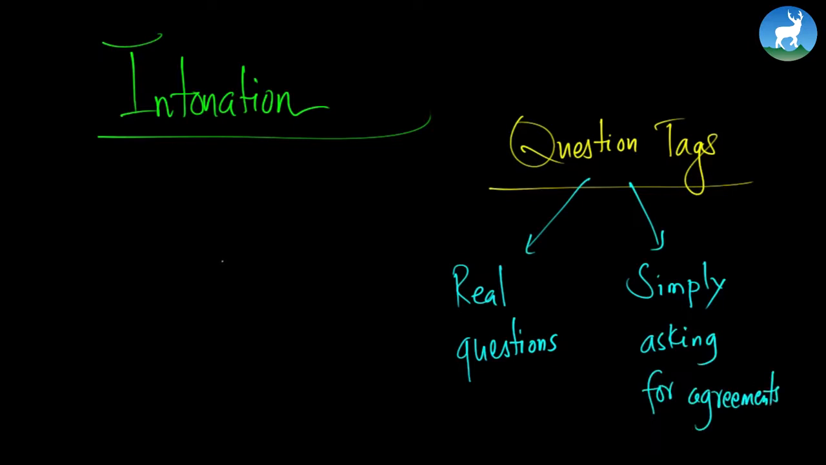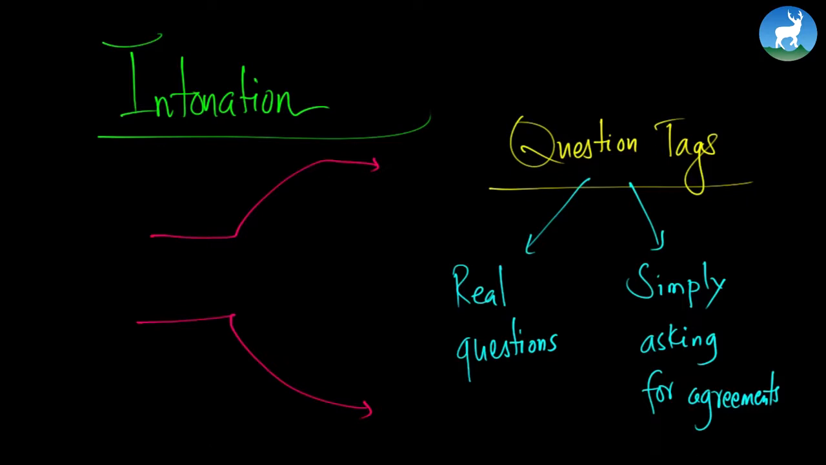Now, think about it. If the question tag is a real question, we use a rising intonation. And if we already know the answer, we use a falling intonation. That means in the first case, our tone of voice rises. In the second case, our tone of voice falls.